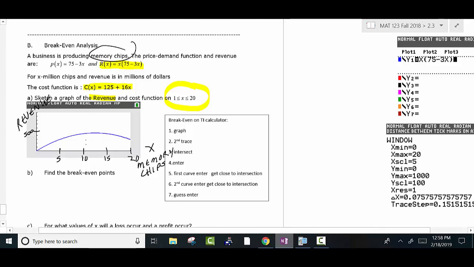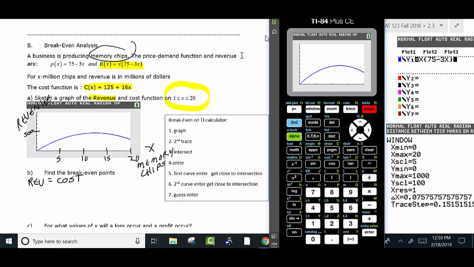Okay, break-even points. Break-even points occur where the revenue is equal to the cost. What we're going to do on this, we're going to do totally on the calculator. I'm not going to do this one algebraically. So what you want to do on your calculator is also graph your cost.